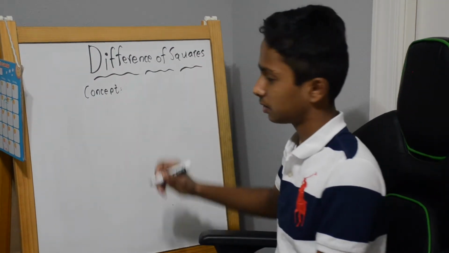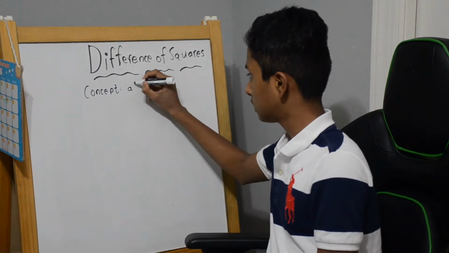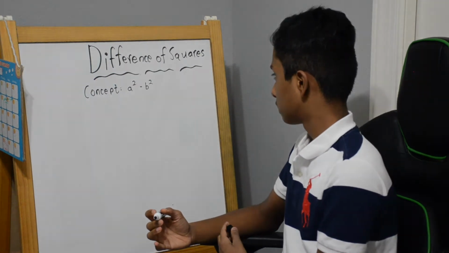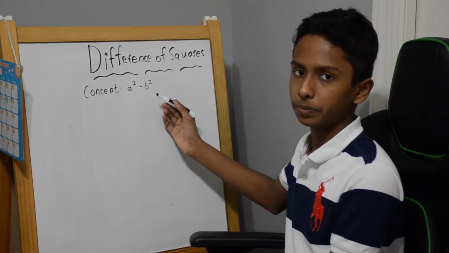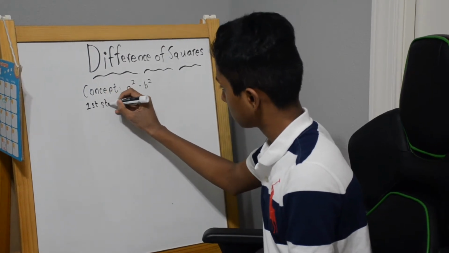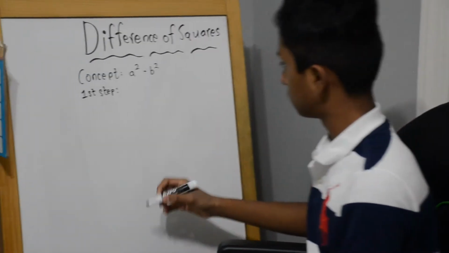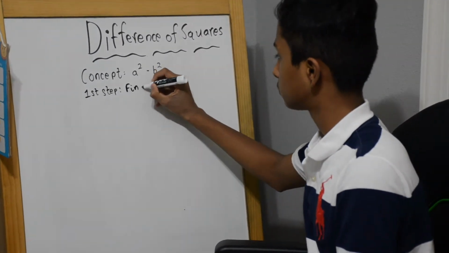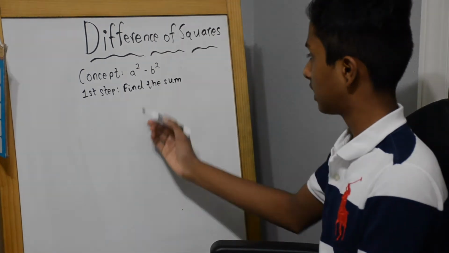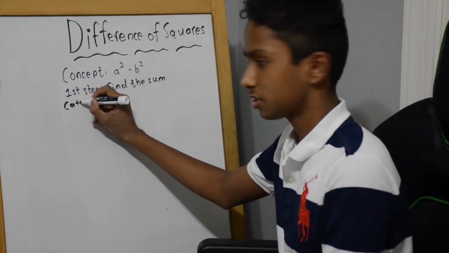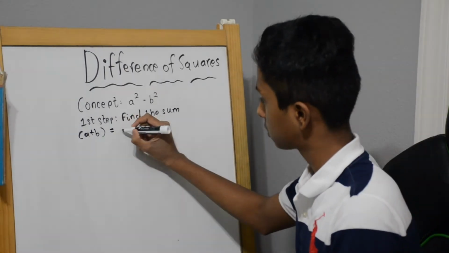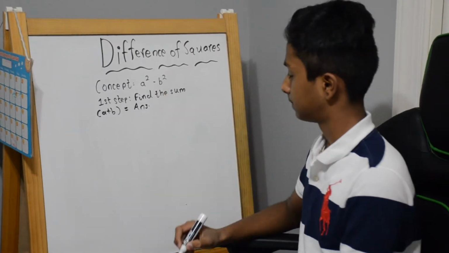The concept is that you have two numbers, so a squared minus b squared. Those are your two numbers. How am I going to solve this problem? Well, the first step would be to find the sum. The sum in this case is a plus b, and then you have to find the answer of a plus b.